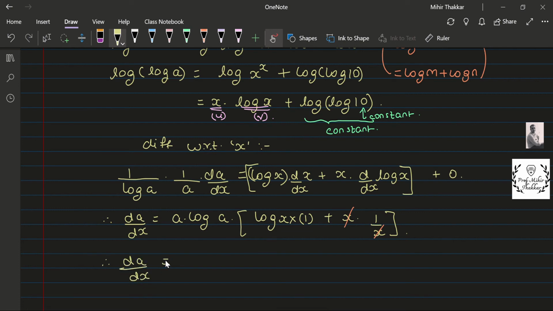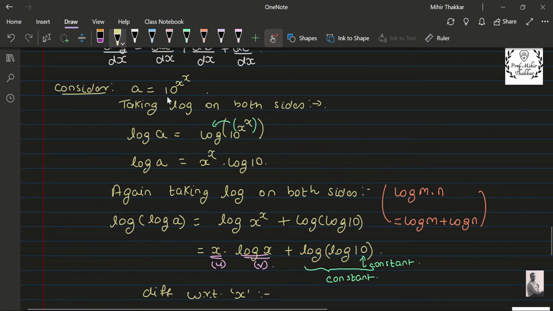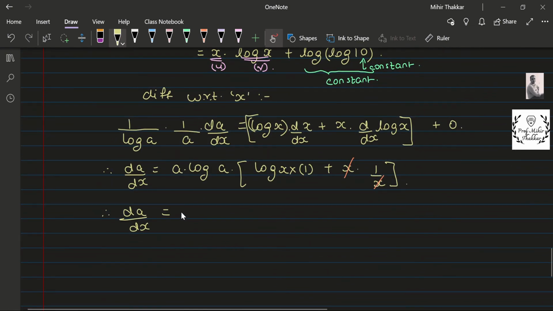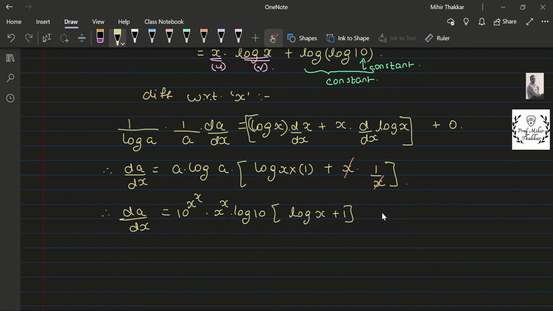So guys, what was the value of a? It was 10 raised to x, and log a was x raised to x log 10. So let us write. So that becomes your equation number 2.